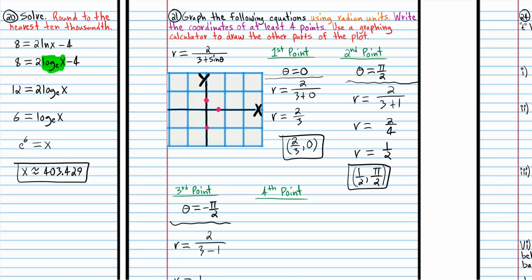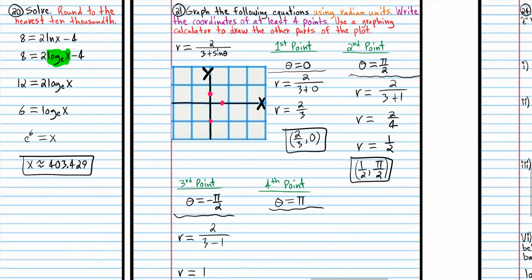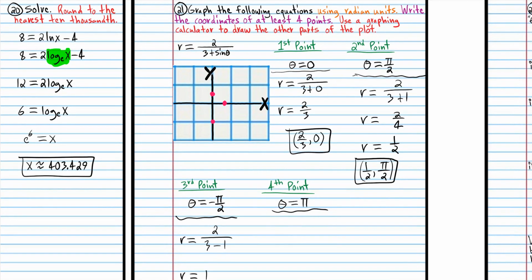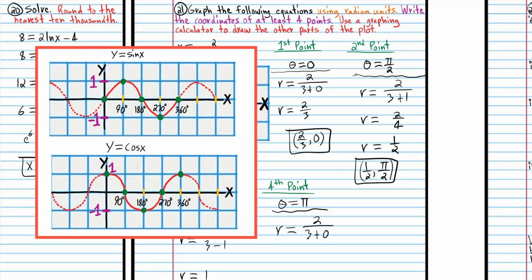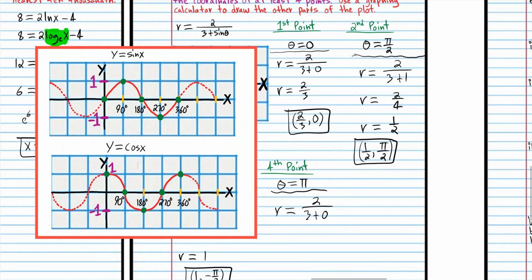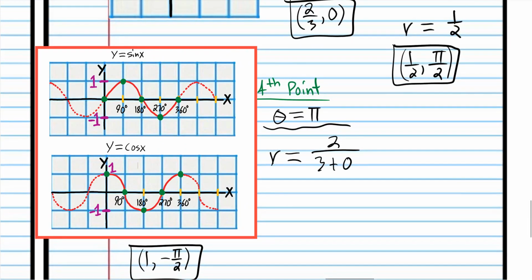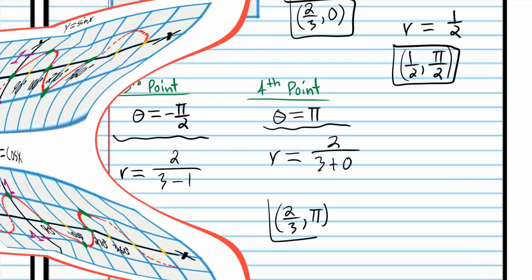Okay, so now what should we try? How about pi? Remember, you'll notice I'm using quadrantal angles, angles that are multiples of 90 degrees, because that just makes it easier. So let's plug in pi. Sine pi is 0. So we have 2/3 comma pi. That's the point that we're looking for.